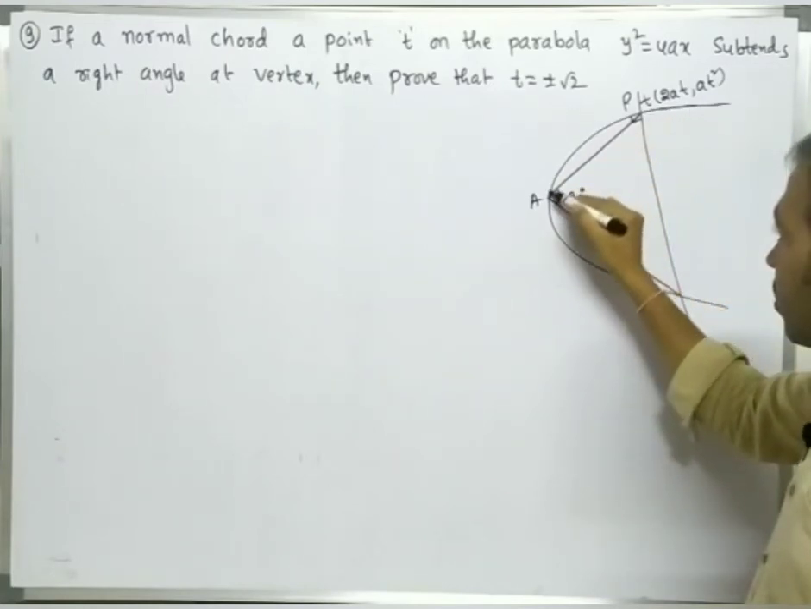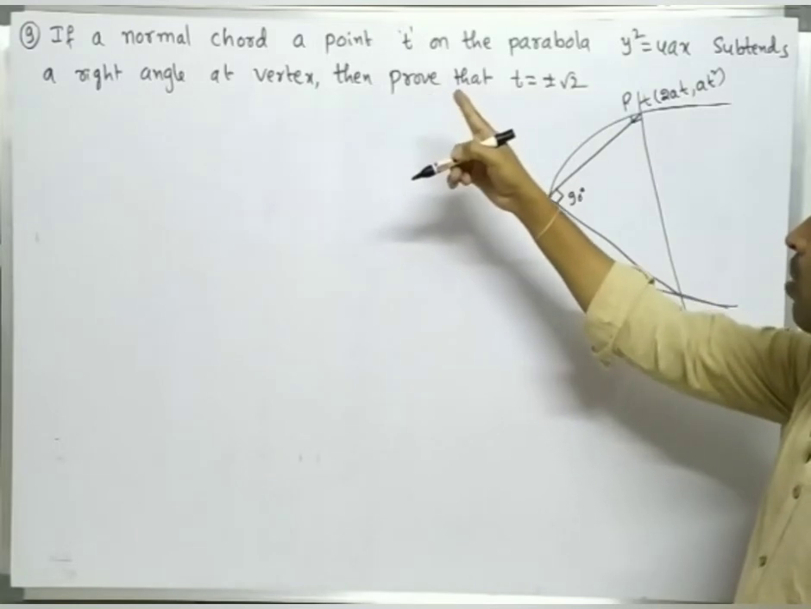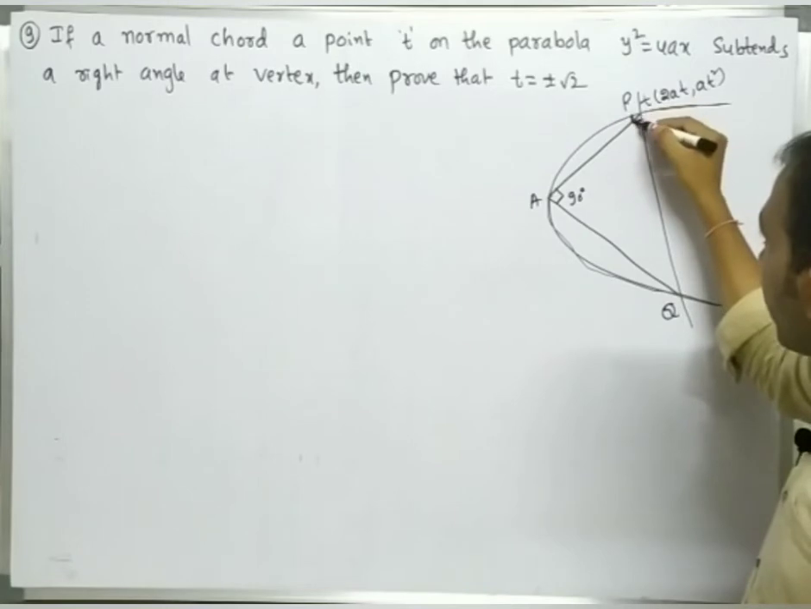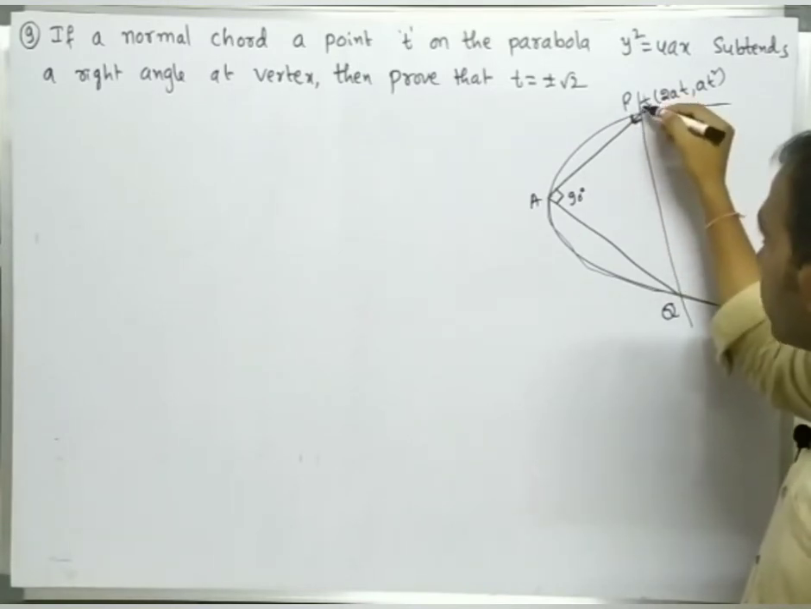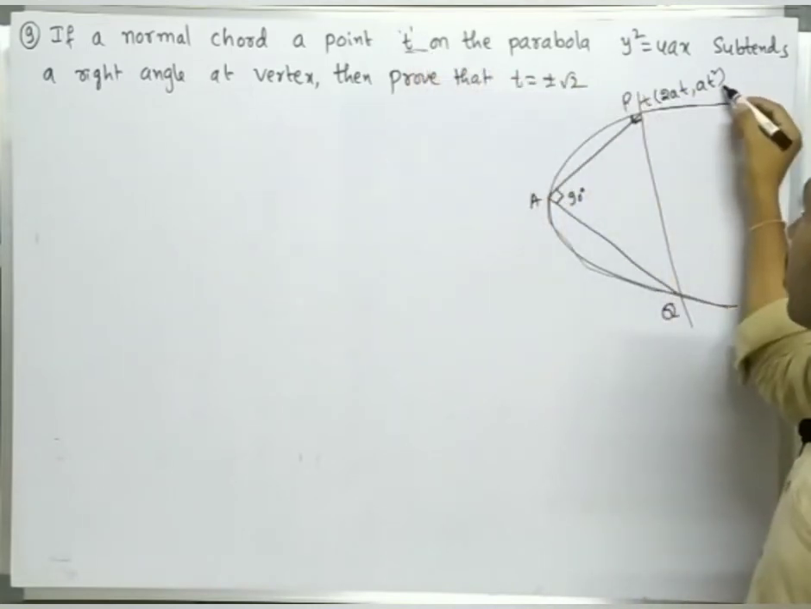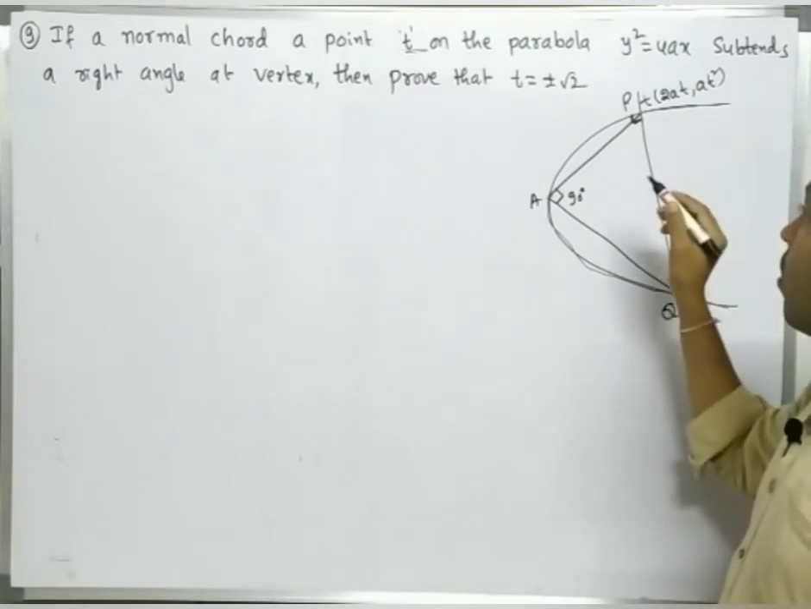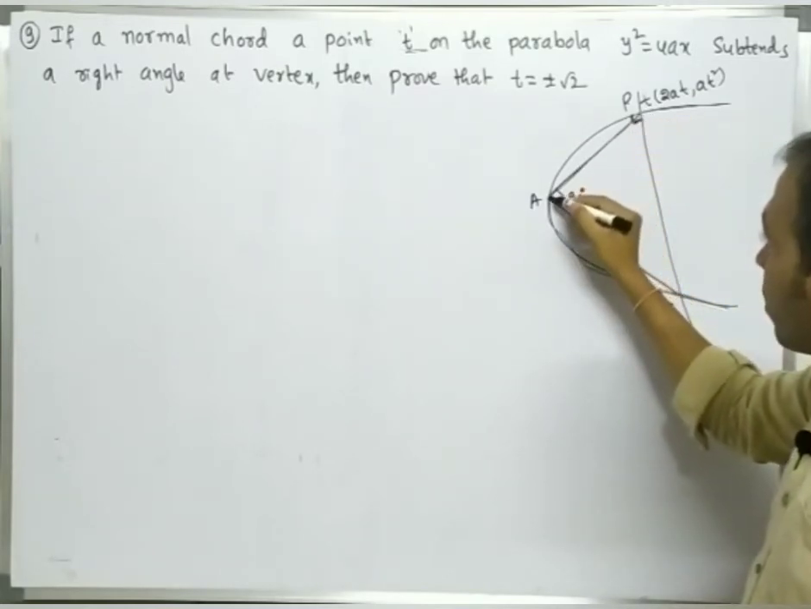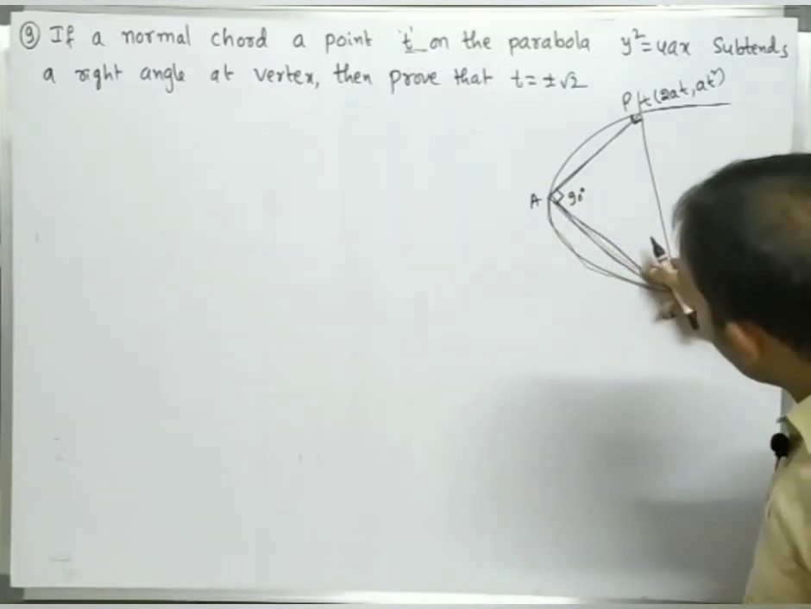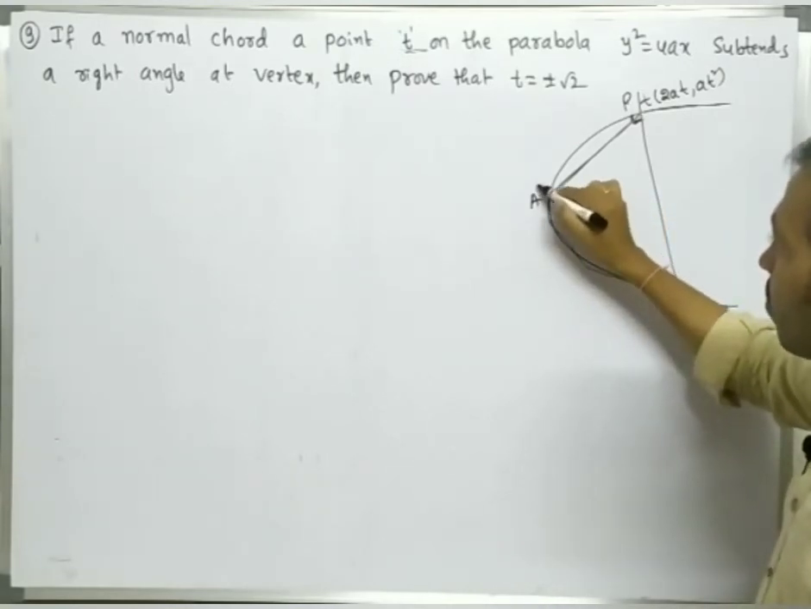Here we have one curve, that is the parabola y square is equal to 4ax, and a normal chord. This is a normal and a chord. Okay, normal line at point t, 2a at point t, means the parametric form (at square, 2at), which is a chord to the parabola. Okay, which subtends a right angle at the vertex, that means 90 degrees at the vertex (0, 0).